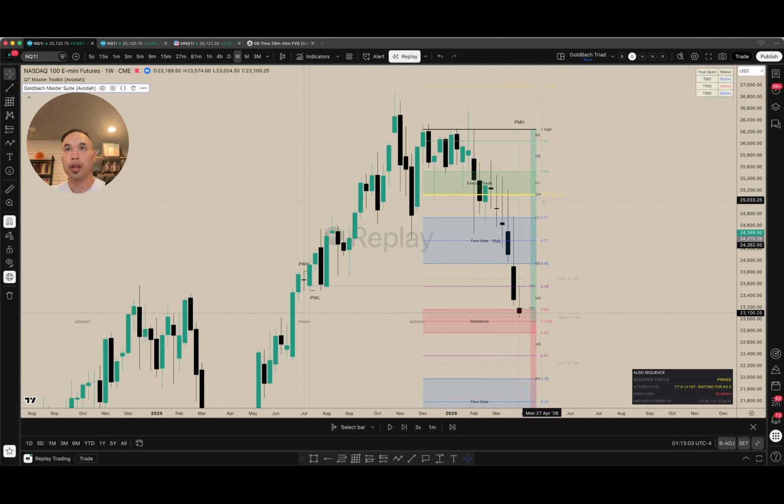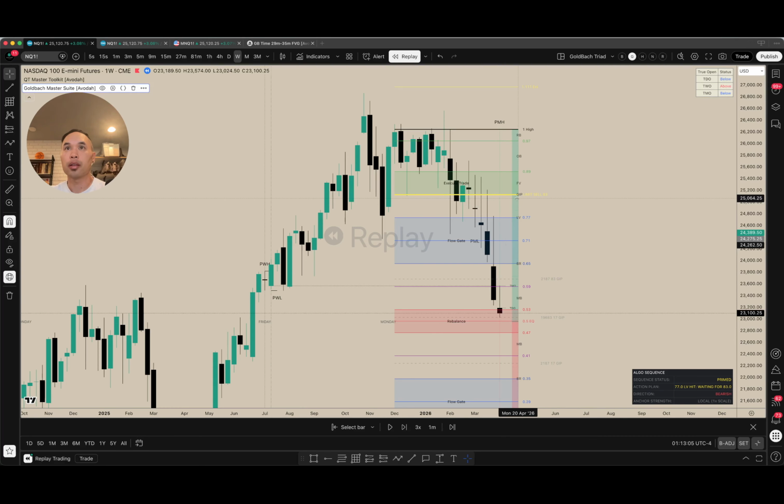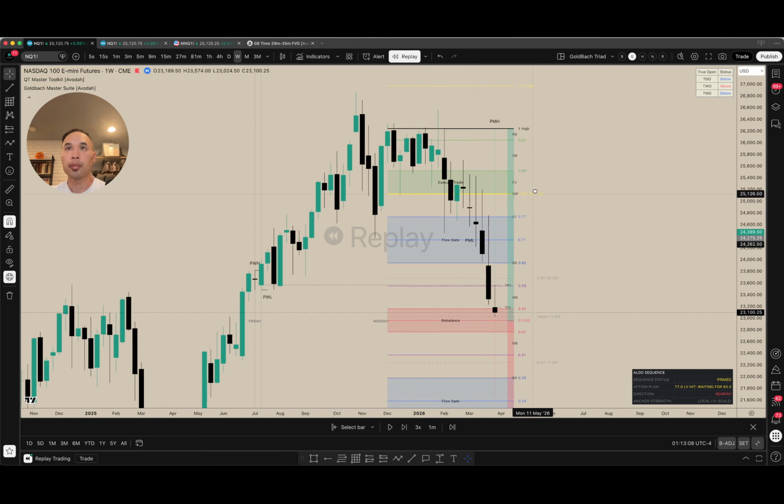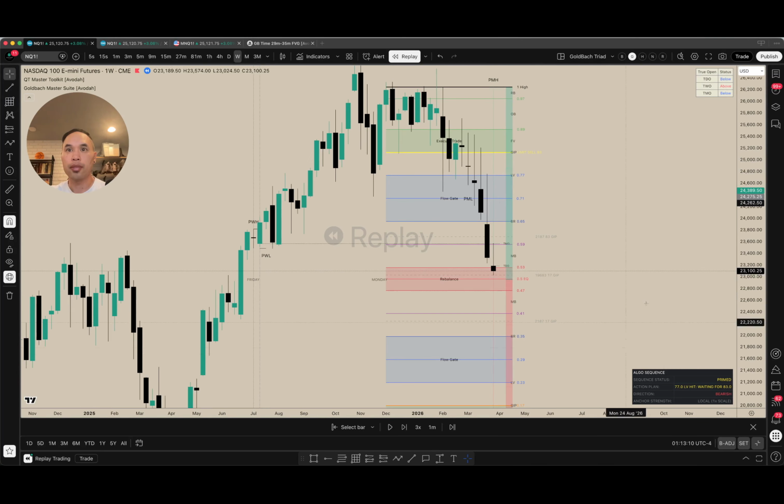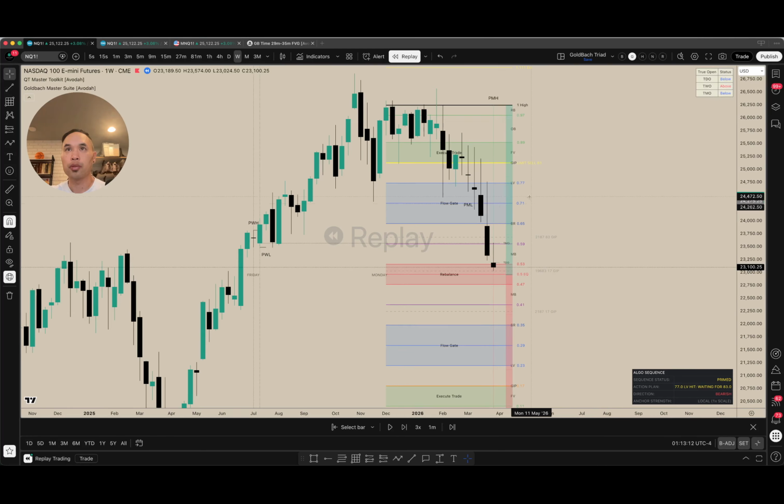Now GIP stands for Goldbach inversion point. So these are really important levels, this 83 and 17 level. These are the most important levels within the Goldbach framework, the 17 and 83 levels, because those act as inversion points. That's what they're called, and you'll see price is really sensitive to those. As you can see, price tapped into that GIP, came back up. We wicked this GIP, came back up, and then once we had bodies close below, we're going to wick up and then see that we're going to continue lower.